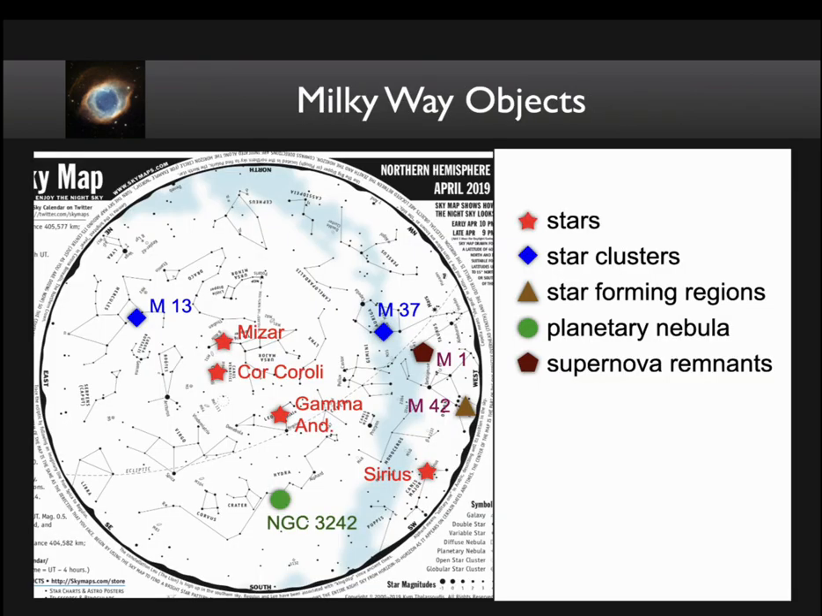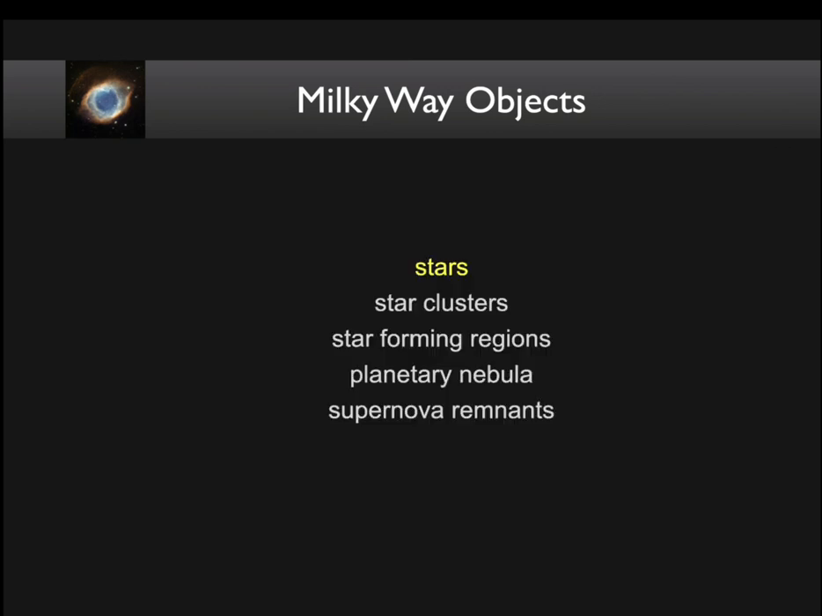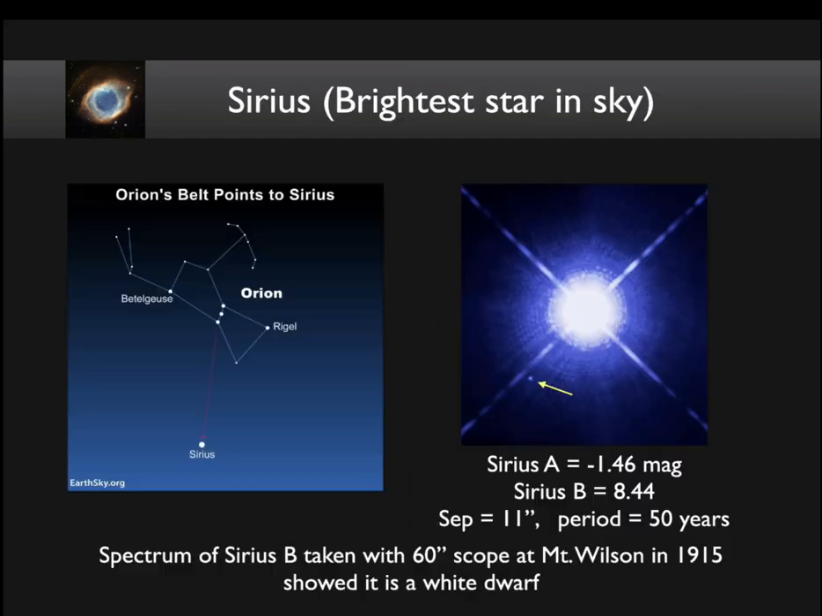Okay, so the next set of objects are things that are within our own Milky Way galaxy. These are stars, star clusters, star-forming regions, planetary nebula, and supernova remnants. We'll go through each of these in turn, and again, this is a map of where these objects are in the sky. We'll start with the stars.